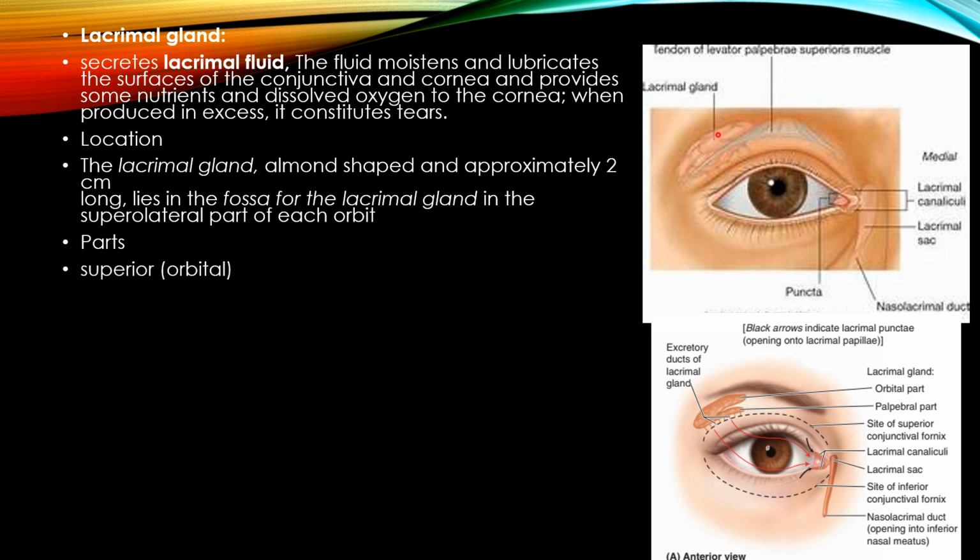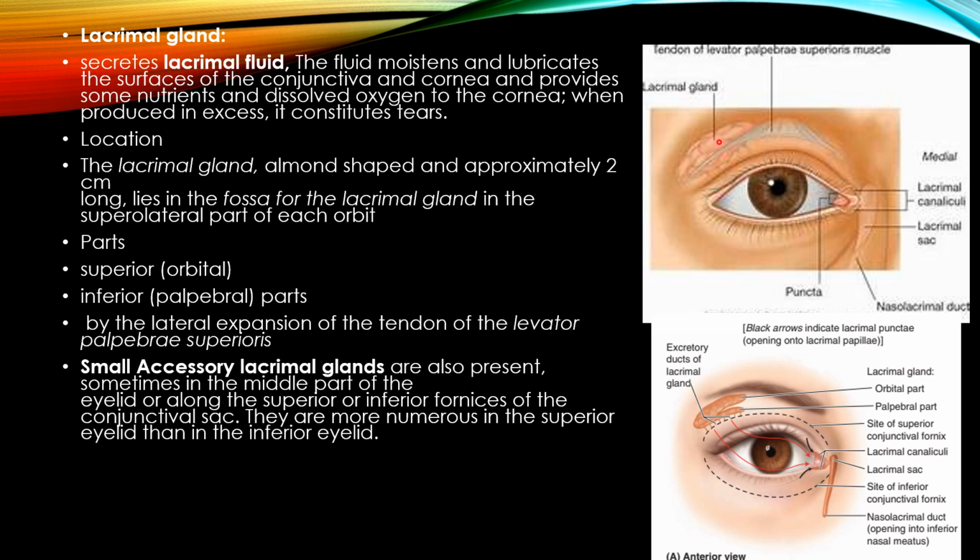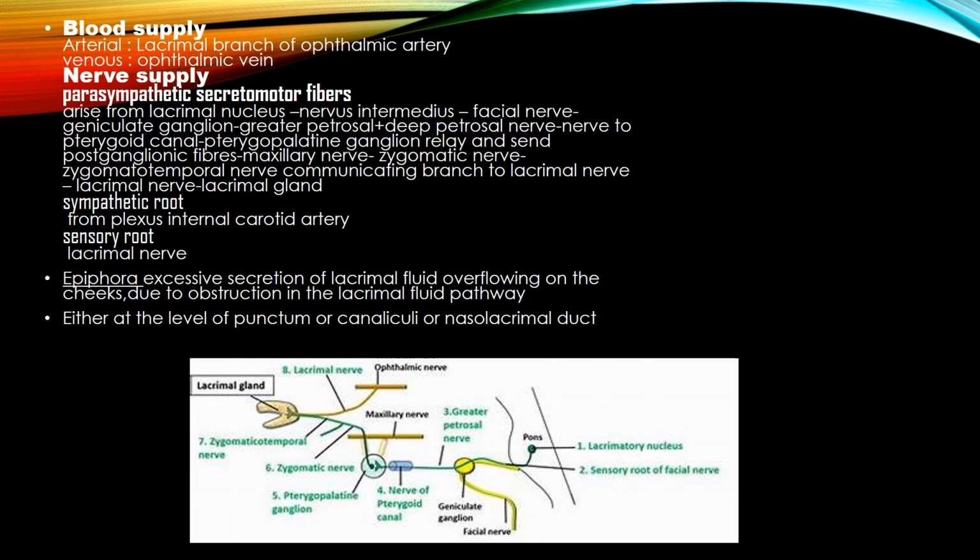It has two parts. One is the orbital part and the other is the palpebral part. Orbital is deeper and larger than the palpebral part, which is more superficial. The lacrimal gland is indented by the expansion of the tendon of levator palpebrae superioris. The arterial supply is from the lacrimal branch of the ophthalmic artery and drained by the ophthalmic vein.